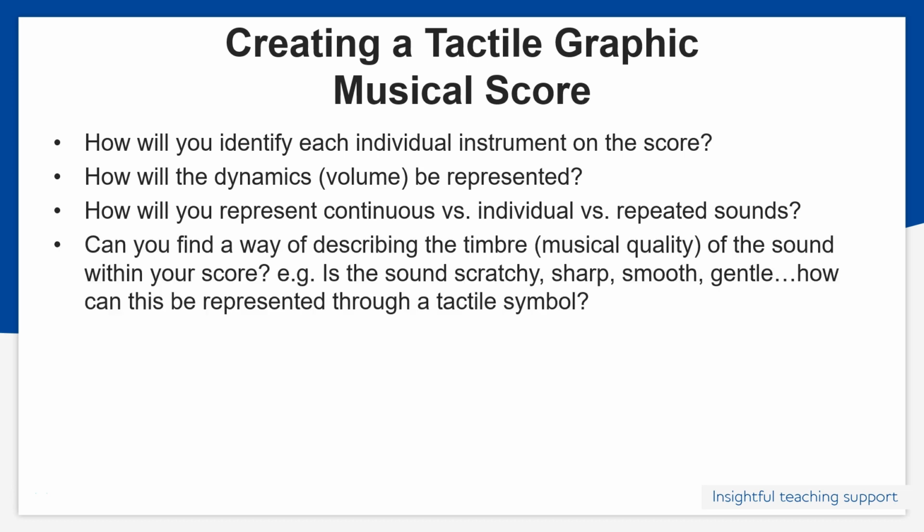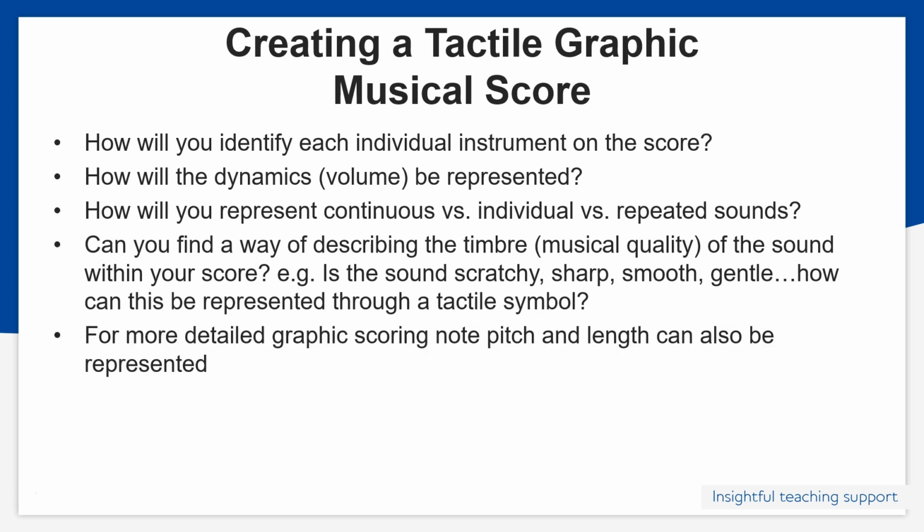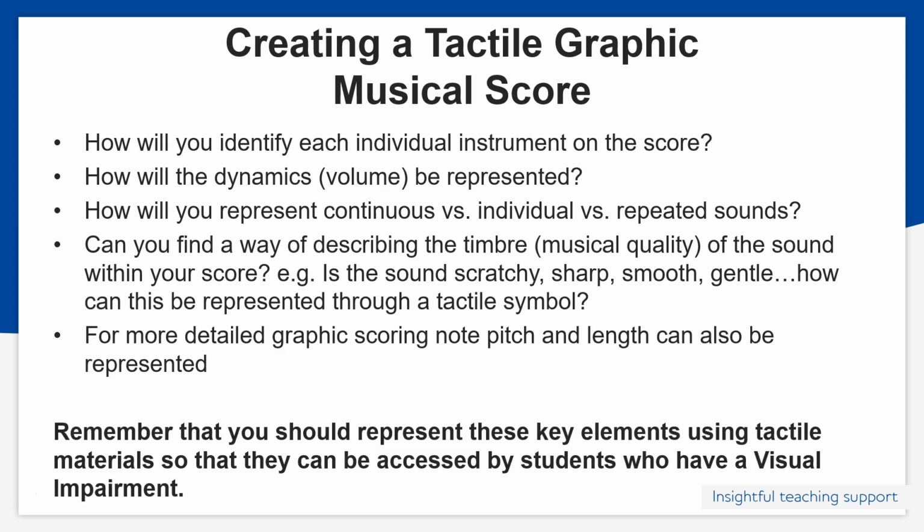Can we find a way of describing the timbre? Timbre is a word we use to describe the musical quality of the sound. For example, is the sound scratchy, sharp, smooth, or gentle? How can this be represented through a tactile symbol? For more detailed graphic scoring, note pitch and length can also be represented. Remember that these elements should be represented using tactile materials so that they can be accessed by students who have a visual impairment.